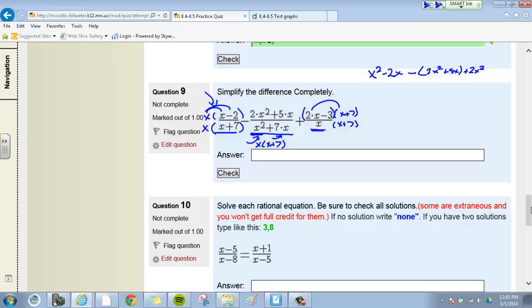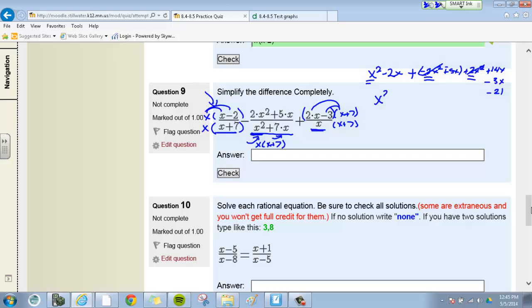And then we're adding, because we're adding, I don't worry about parentheses as much. We've got 2x squared plus 14x minus 3x minus 21. Okay, there's everything. Now remember, I hate subtracting negatives, so we're going to make this a positive, that's a negative, and that's a negative. And now let's start combining like terms.